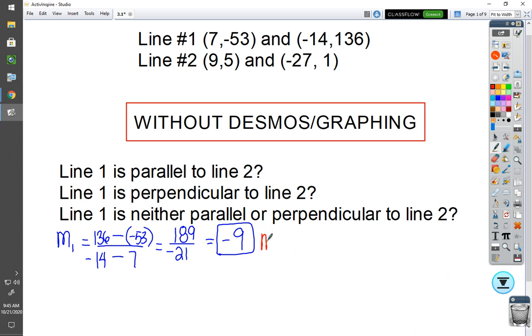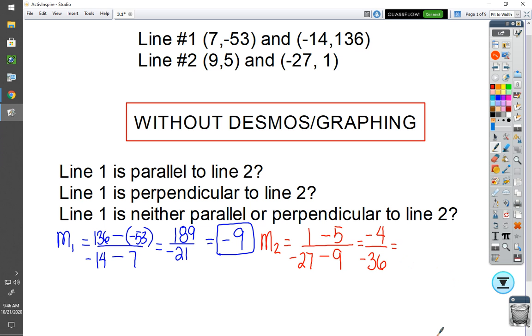I'm going to go to the second one. I'm going to do line 2. Slope of 2. Same kind of deal, two subtraction values. How about 1 minus 5? That looks okay. And how about negative 27 minus 9? Okay, so I do a little bit of a movement. 1 minus 5 is negative 4. 27 and 9 makes 36, right? And it's negative 36.